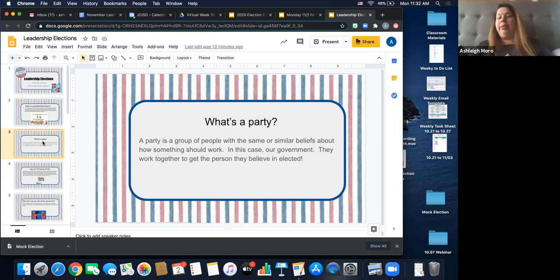What's a party, Miss Ash? You keep saying it. Well, a party is a group of people with the same or similar beliefs about how something should work. In our case, our government, which is our November election, and they work together to get a person that they believe in elected. In the case of our mock election, it's going to be the Disney party and the Pixar party.